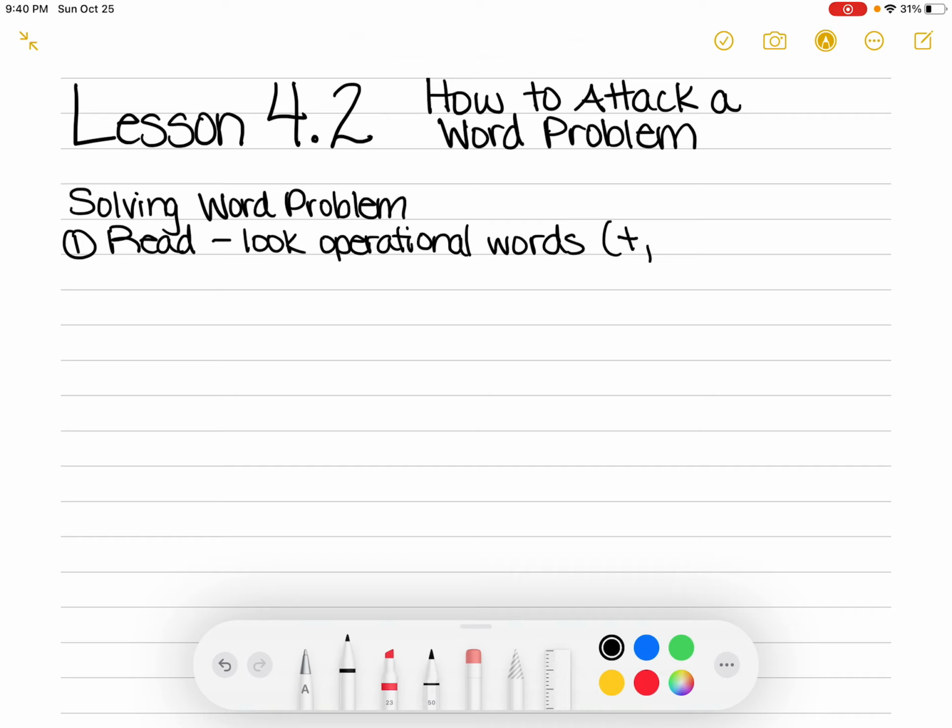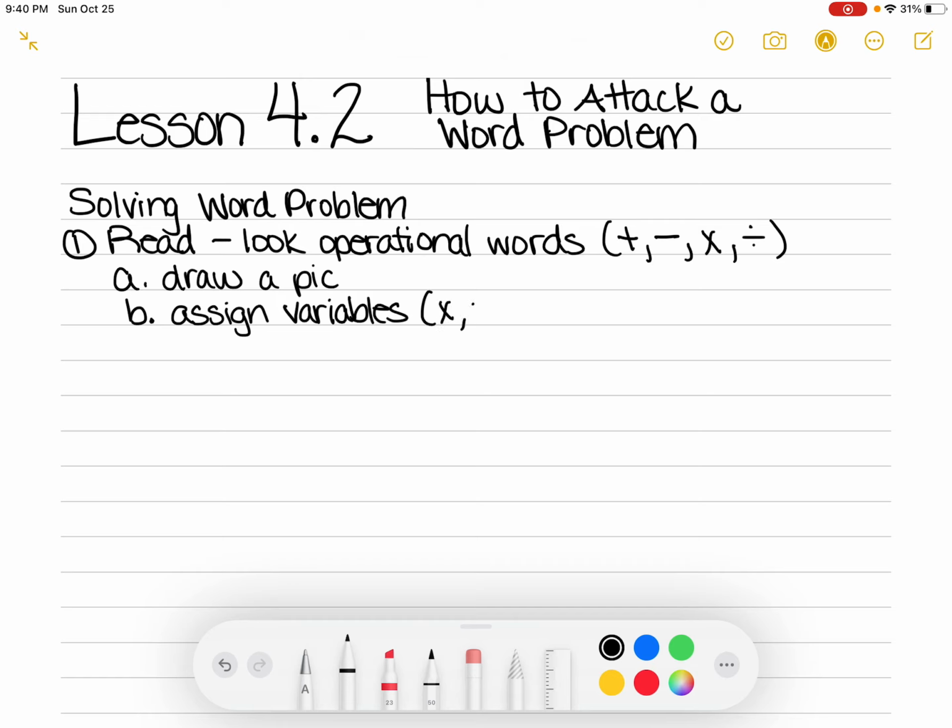Operational means which operation are you going to use? Plus, minus, times, divide. So you're going to look for those words. You might want to draw a picture. This is important. You need to assign variables. So you're going to assign an X or Y to whichever word you're looking for.